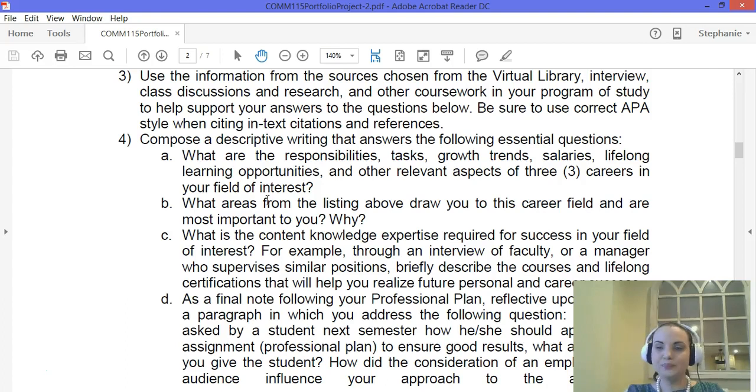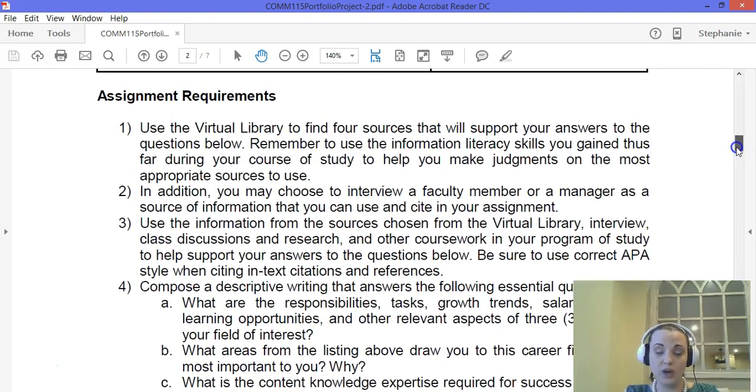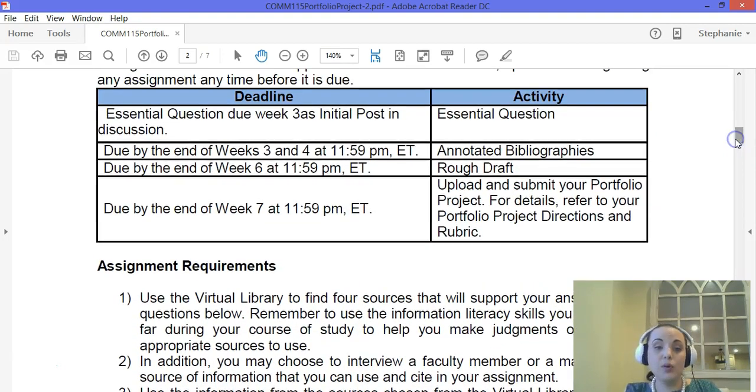Ultimately we're going to have 4 references in your paper, but we're building on things. We're building up to that final submission in week 7, where you have the 3 to 4 page paper and the 4 references.